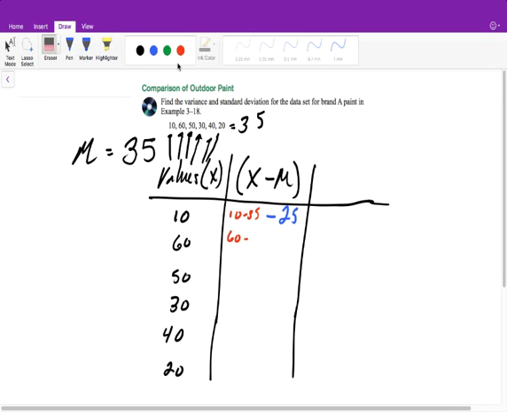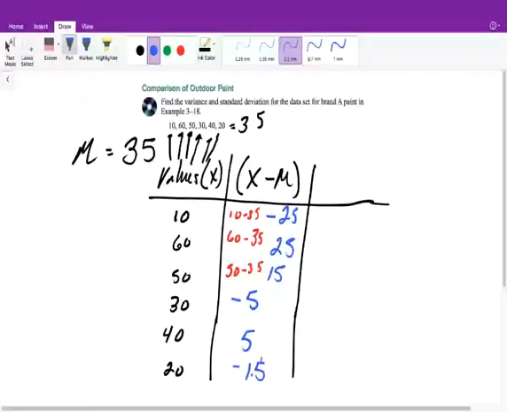I'm sorry, I just realized I made a mistake. It's 60 minus 35, which is then going to be equal to 25. I'm sorry. So remember, it's minus our mean. I don't know why I was doing 25, maybe because the number above it was 25. So this would then be 50 minus 35, which is then going to be 15. Here it is filled in for the rest of the chart. 30 minus 35 is negative 5, 40 minus 35 is 5, and 20 minus 35 is negative 15.